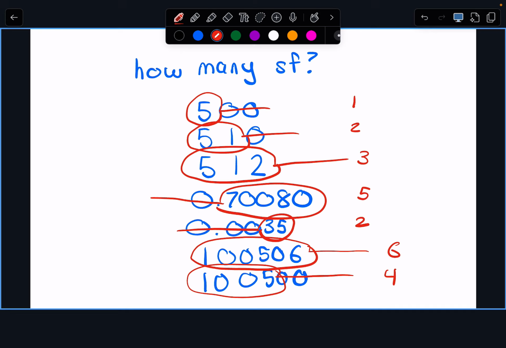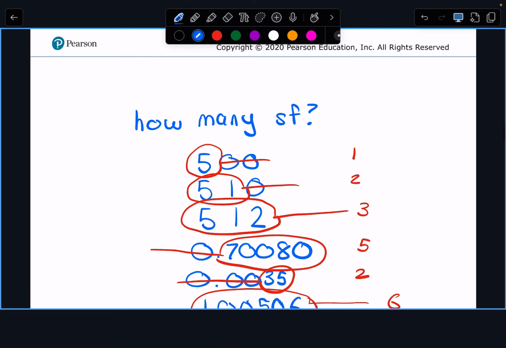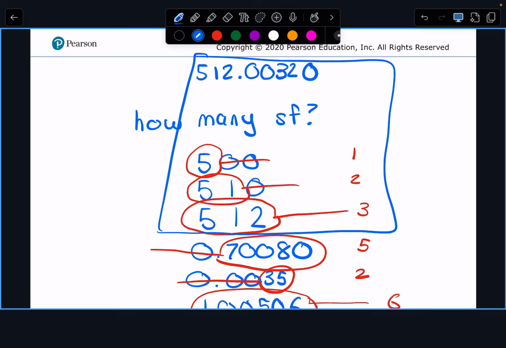So if I had a very poor measuring device, maybe I only knew that my grams, let's say, was around 500, okay? And if I had a better measuring device, maybe I would know it to a little bit better level of precision, 510, or maybe even more, 512, or maybe even more, 512.00320, okay? That would be the same number if we reduce the significant figures down to one sig fig. All of these would actually be the same number. They would all reduce down to 500, okay?